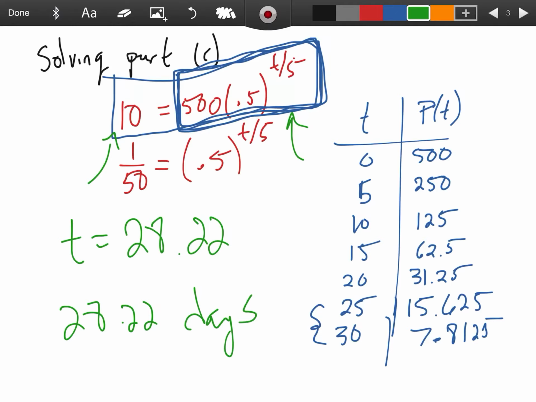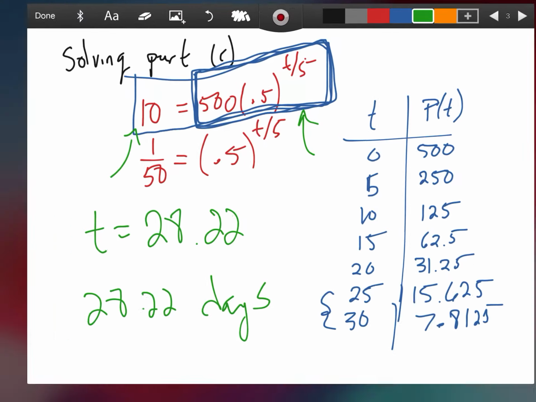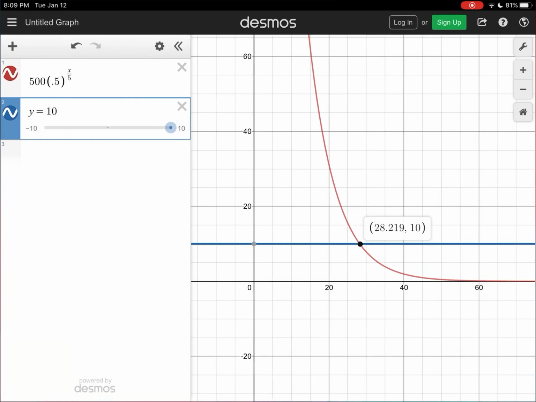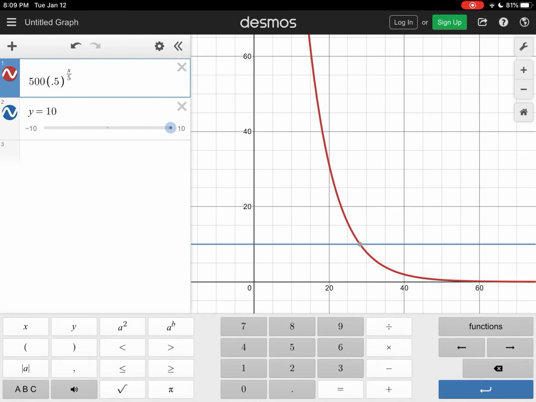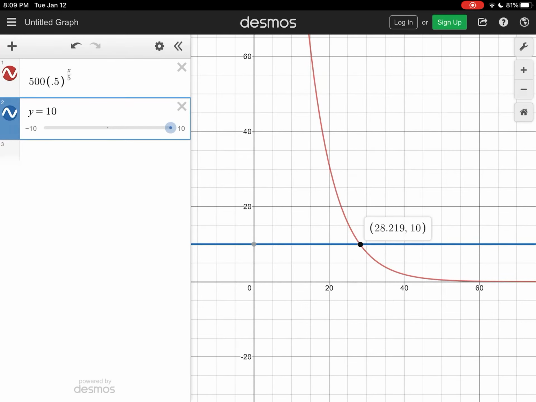If you want to use Desmos for now, that's fine. So using Desmos, same exact thing. You guys can see here, I just typed in our first function, then I typed in y equals 10, and boom, Desmos just gives us that point immediately of 28.219, 10. So again, that 28.22, that is our solution to the problem.